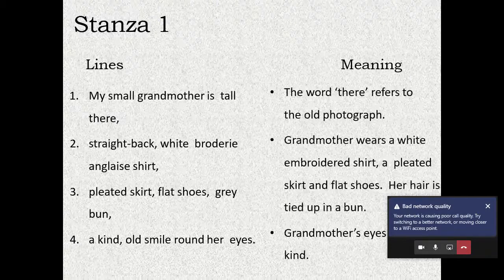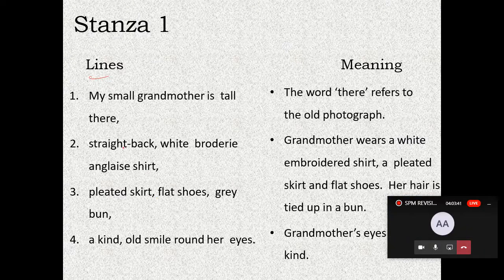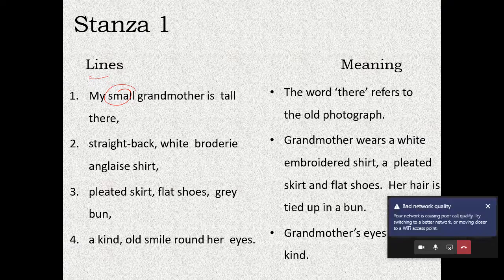So if you look at stanza 1, this is line 1 to line 4. "My small grandmother is tall there." It's very interesting how this person has written. She used the word small, where we don't even use the word small when we talk about height. We say short, but here she uses small. You'd be thinking she's like a tiny rat or something, but in that picture, she just looks small. So the "there" here refers to the old photograph, the photograph that she's looking at.